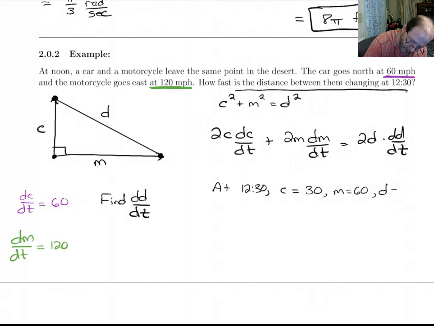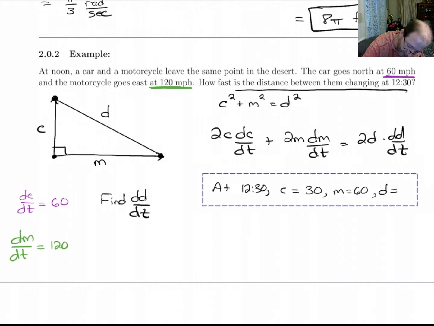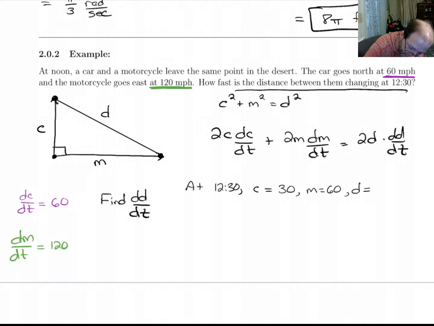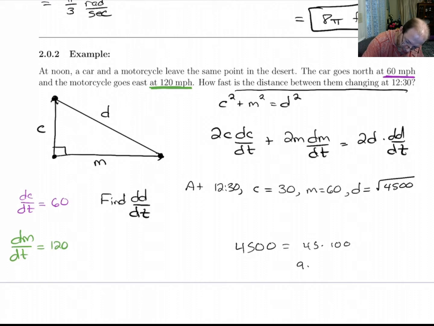And D, we can find that with the Pythagorean theorem. Plugging into here, I'm going to do 60 squared plus 30 squared. That's 4,500. So D is the square root of 4,500. So let's work that out down here. 4,500, I can break that into 45 times 100, and I can break 45 into 9 times 5 times 100. So if you take the square root of all three of these, you get 3 root 5 times 10, so 30 root 5.